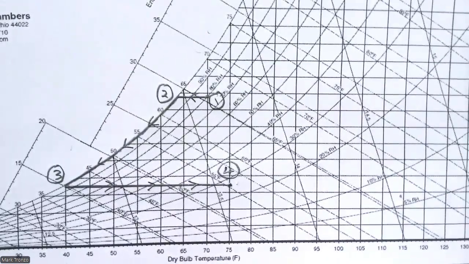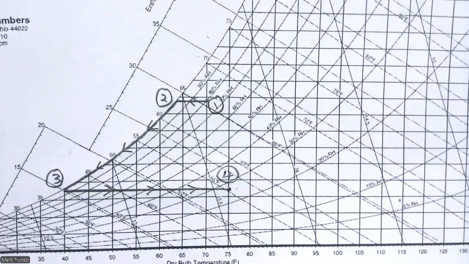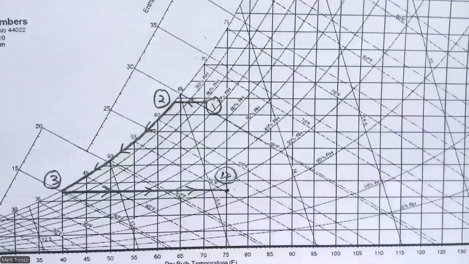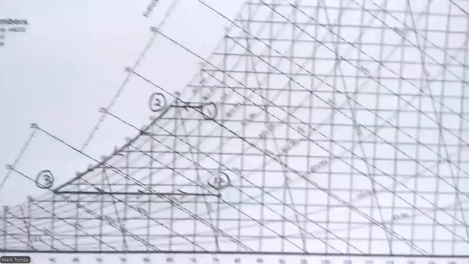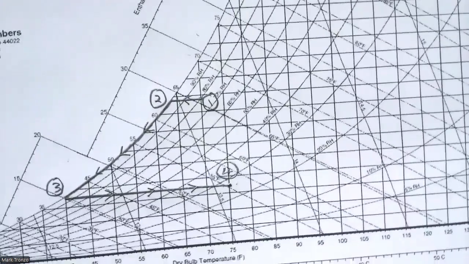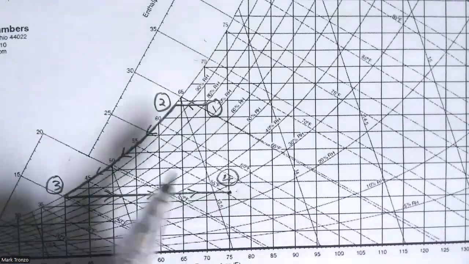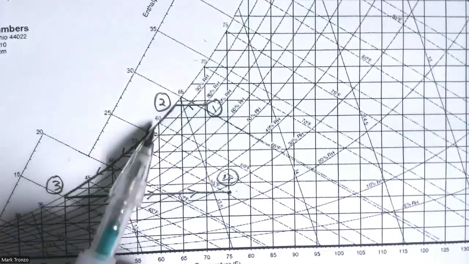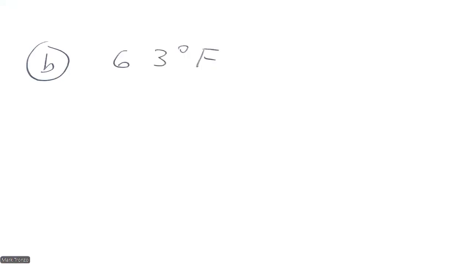And we want the temperature just as the moisture starts to condense. That was one of our questions. Find the temperature just as the moisture starts to condense. And we can see that that's going to be, as we said here, about 63 degrees. So part B, the answer is going to be 63 degrees Fahrenheit.